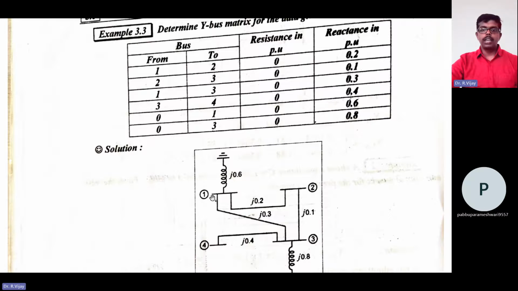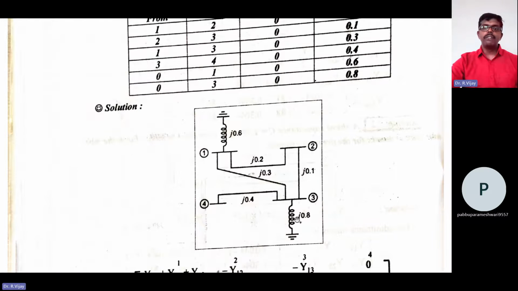Next, 1 to 3 is 0 plus J into 0.3. Next, 3 to 4 is J into 0.4. Next, 0 to 1 is the self-impedance, J into 0.6. Next, 0 to 3 is J into 0.8. So from this you can easily write Z12 equal to Z13 equal to Z23 equal to Z34, and so on.